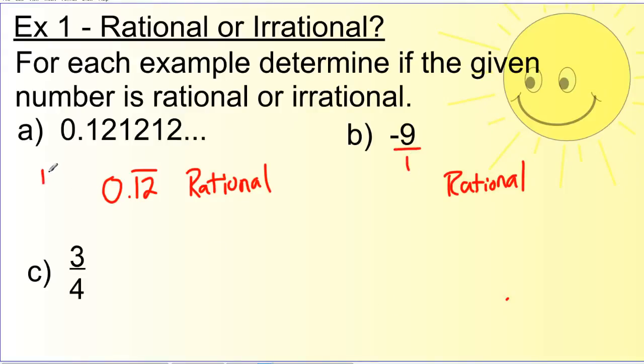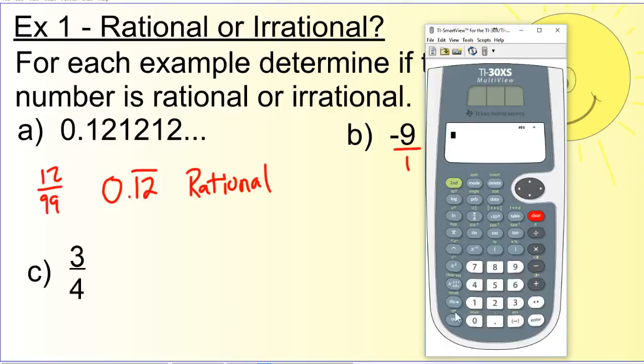A little preview for the future. That's 12 over 99. Don't believe me? Take 12 divided by 99 equals 0.12121212, and it keeps going forever.